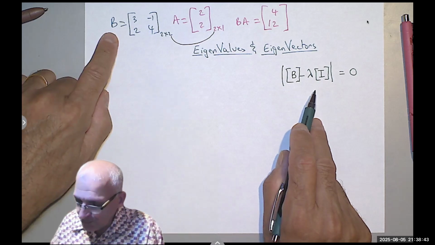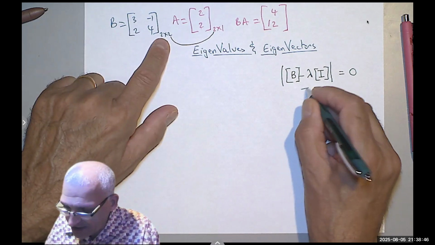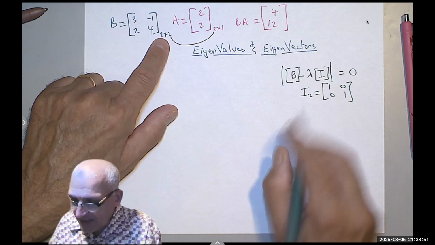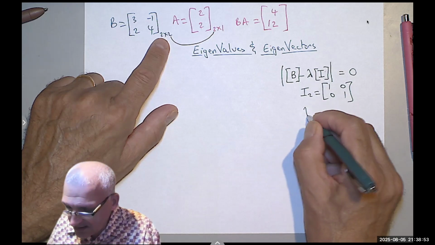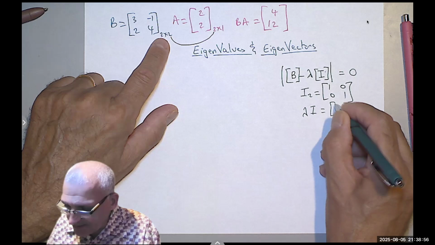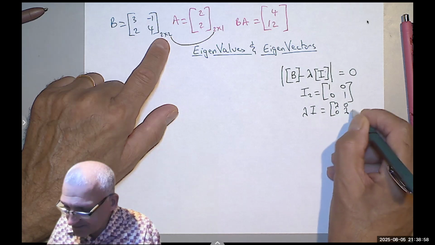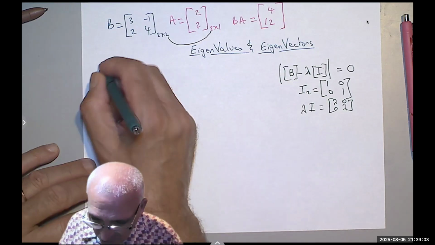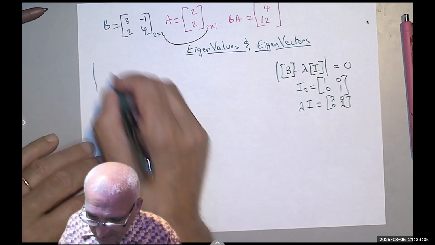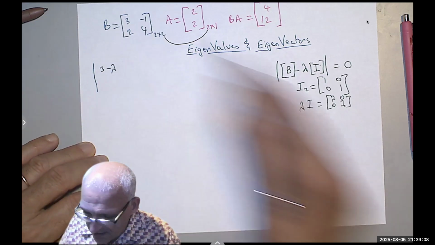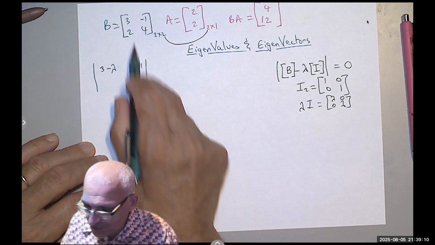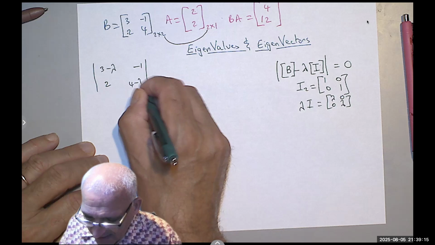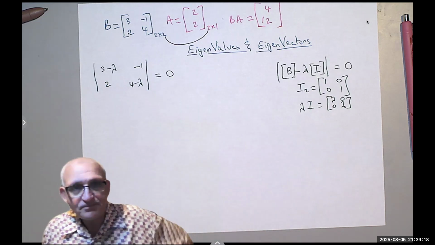Here is B. We know that B is a 2 by 2, so I2 is 1, 0, 0, 1. Lambda times I would be lambda, 0, 0, lambda. And when I subtract this from that, we learned how to do the subtraction before. We say 3 minus lambda. -1 minus 0 is -1. 2 minus 0 is 2. And 4 minus lambda is 4 minus lambda. And then I'm going to equate that to 0.